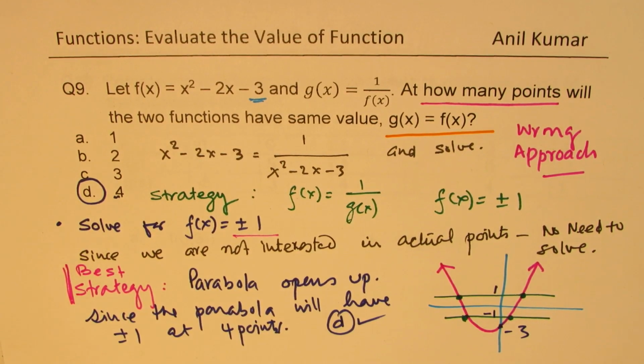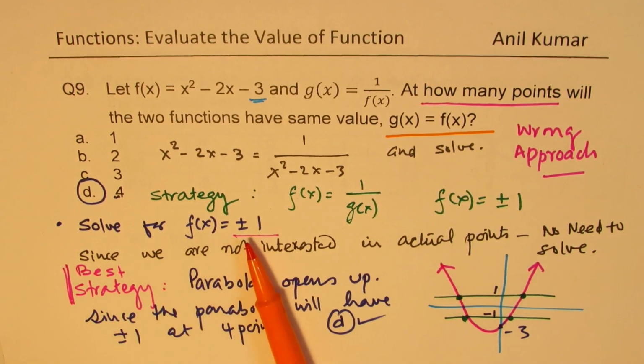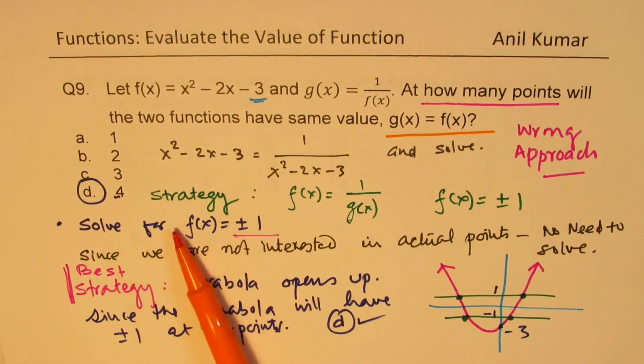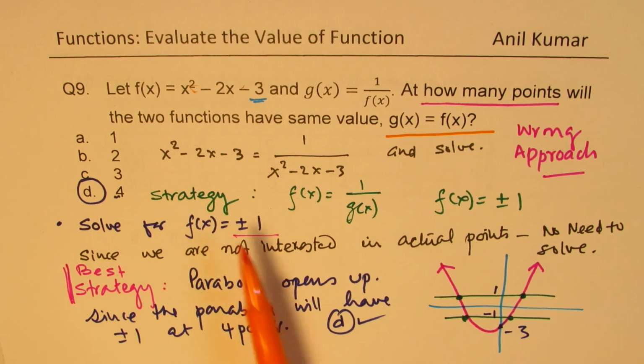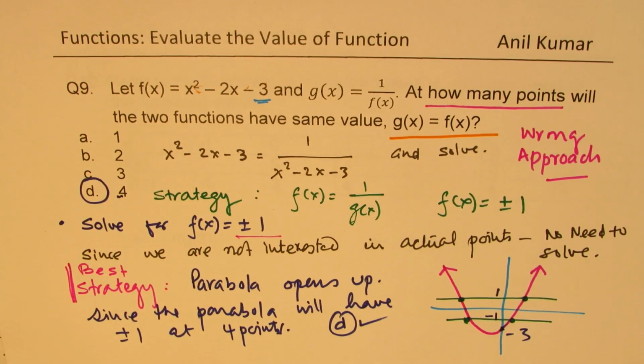That is what you have to do in a multiple choice question if you get a question in this form. If you need to find the points, then the best way was to figure out and solve this equation for f of x equals plus minus 1. Is that clear to you?